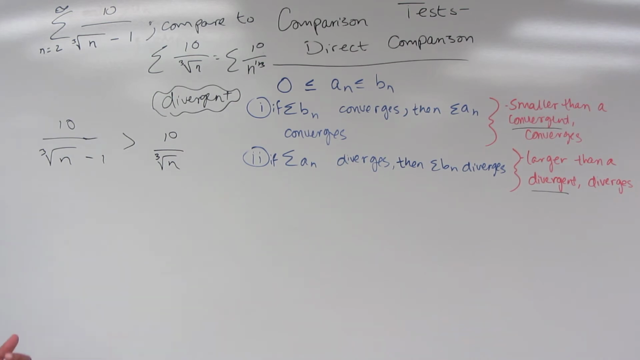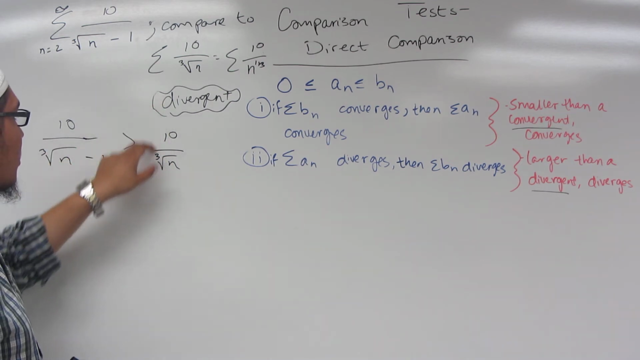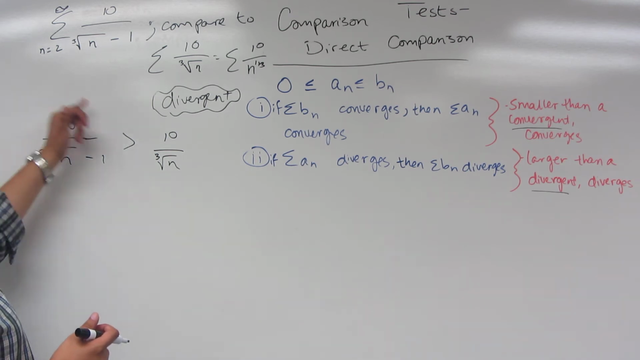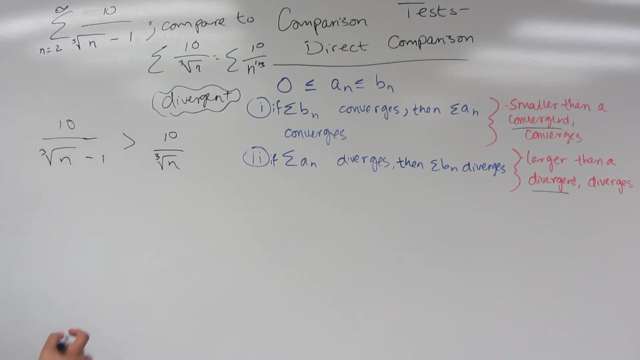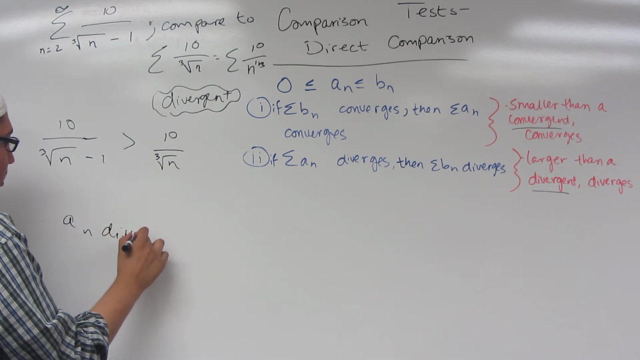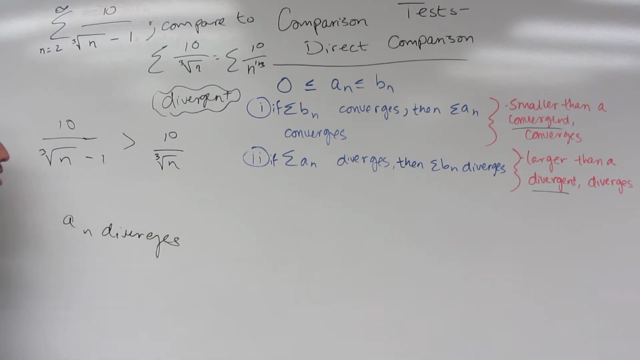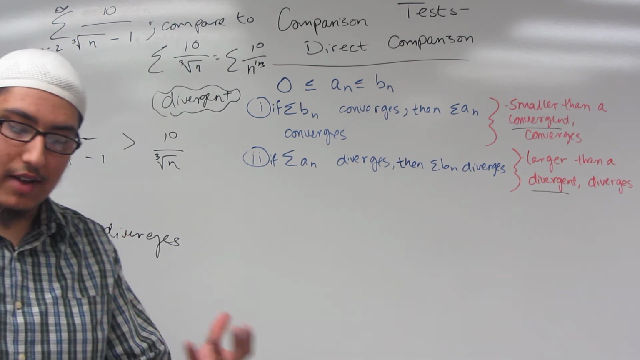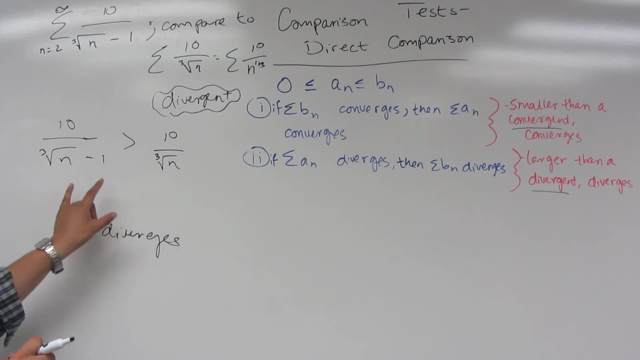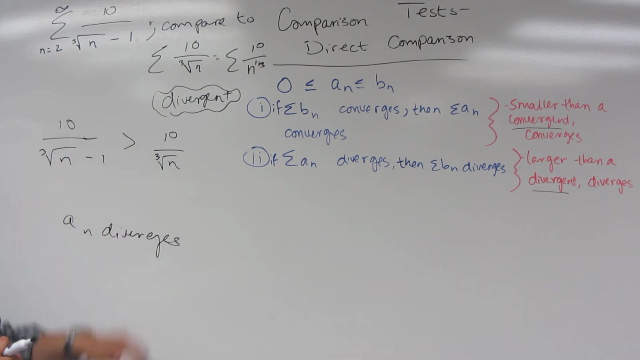And again, like the last case, we have a series that is larger than a divergent series, because we've determined this already diverges. If we are larger than a divergent, then this diverges, then a sub n diverges. So our answer for this series is that a sub n diverges, because if we are larger than a divergent, we diverge. And because I didn't substitute any numbers in and just looked at this analytically, if you wanted to substitute numbers in, you're more than welcome to do that.